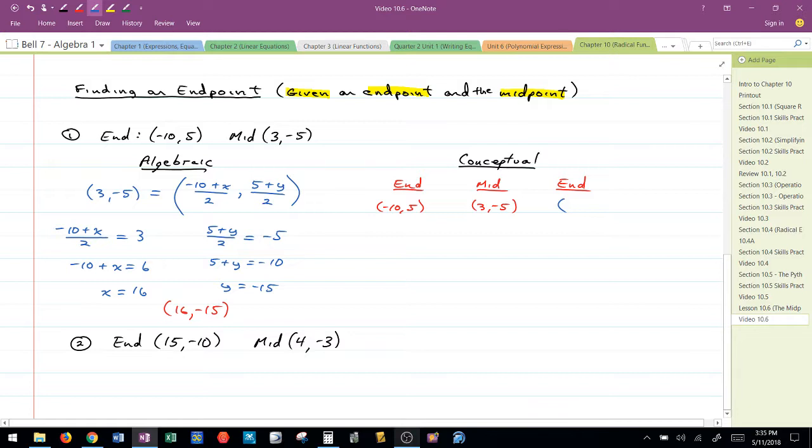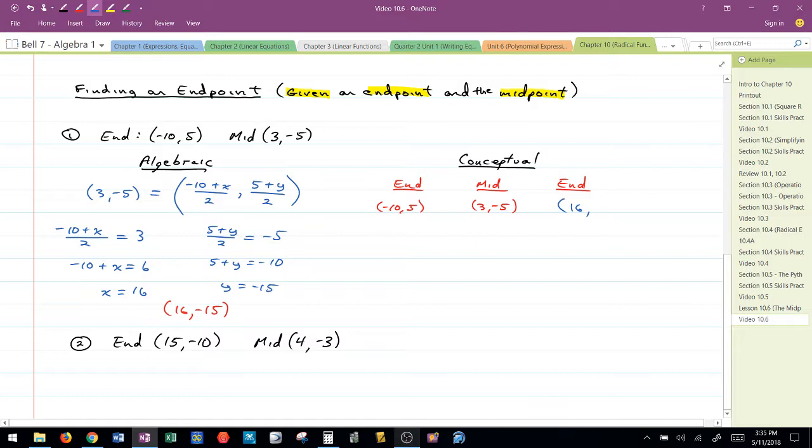And conceptually, another way to do it, because the midpoint is exactly halfway between the two endpoints, is all I got to be able to do is know how to count or do simple addition or subtraction. So you got to kind of pay attention here as I do this. It's a very simple technique. I know if I look just at the x's, to go from negative 10 to 3, I added 13. That's halfway to the other endpoint. If I add 13 to 3, that takes me to the x coordinate of the other endpoint.